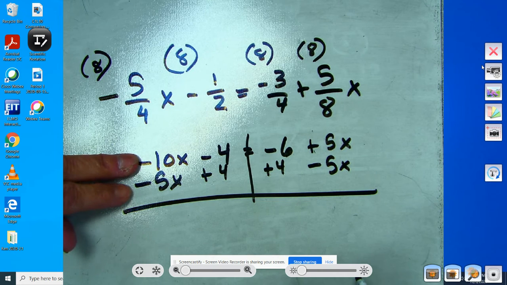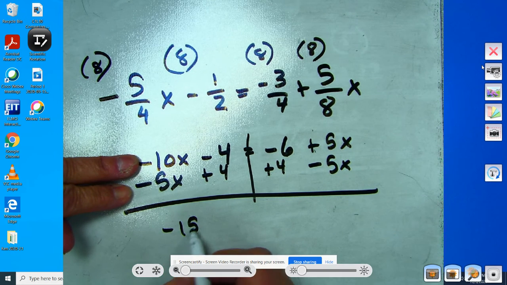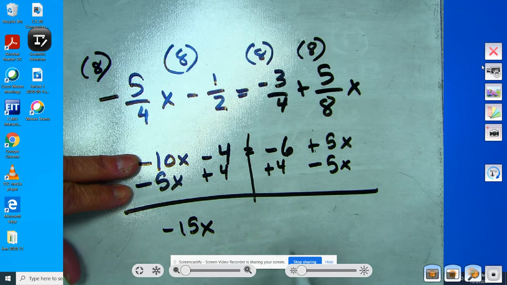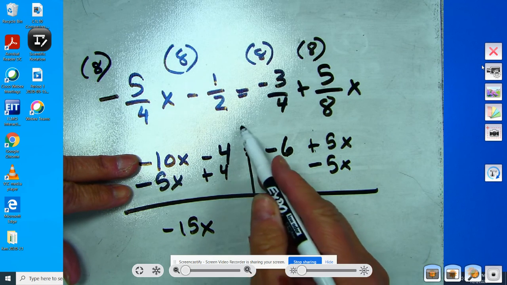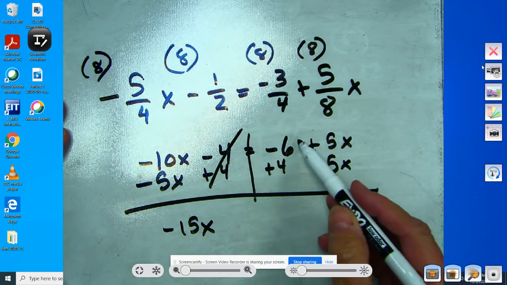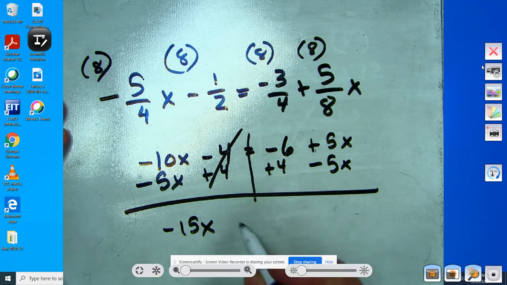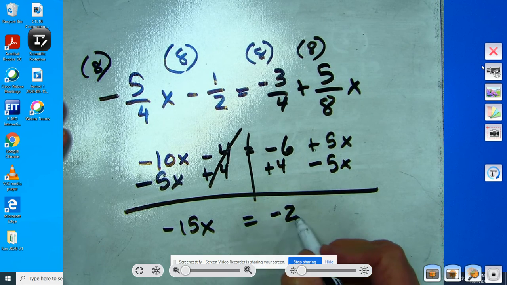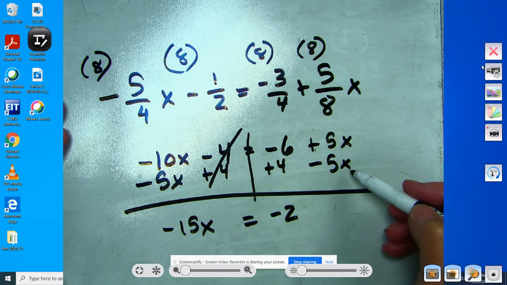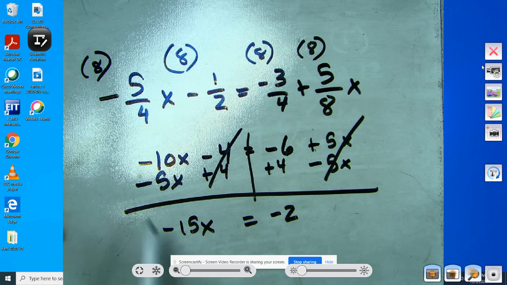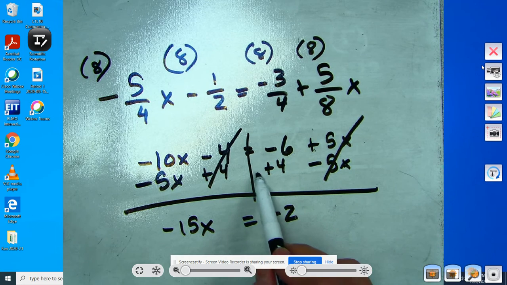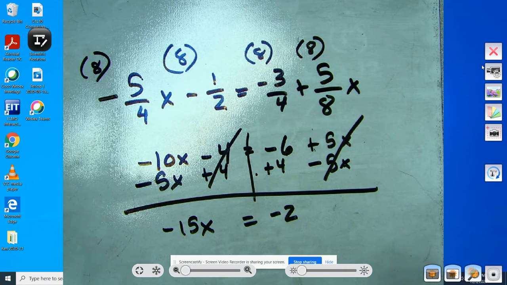Negative 10 and negative 5 is negative 15, so negative 15x. Negative 4 and positive 4 is 0. Negative 6 and positive 4 is negative 2. And 5x and negative 5x is 0. So negative 5x plus 4, negative 5x plus 4. We had the same thing on both sides.